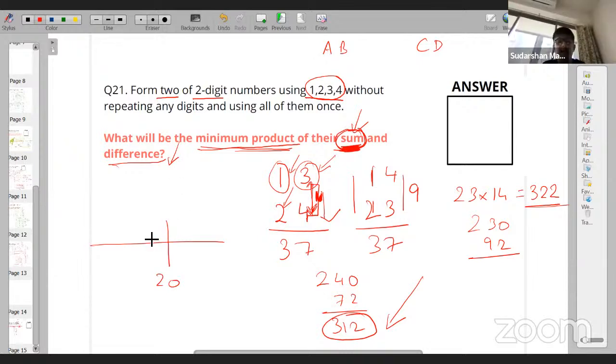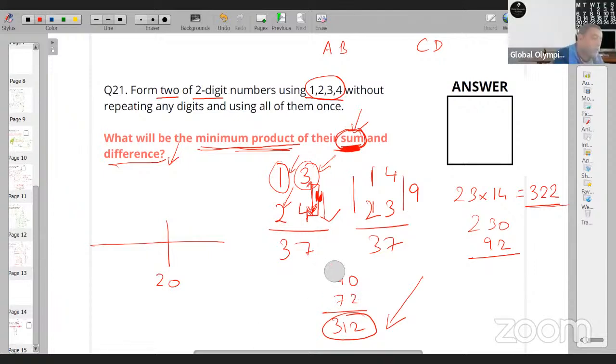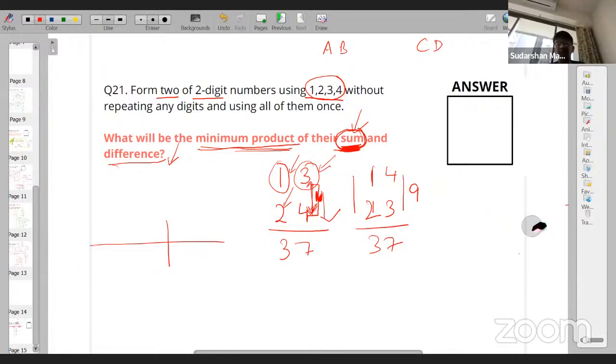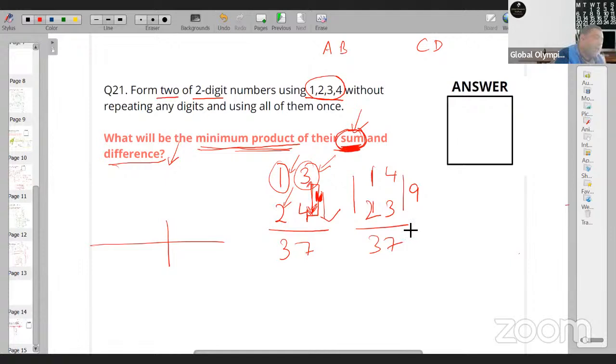Sir, they are asking for the minimum product of their sum and difference. So you took the product of the numbers. Oh, sorry. You have to take the minimum product of the sum and difference. In that case, yes, my mistake.